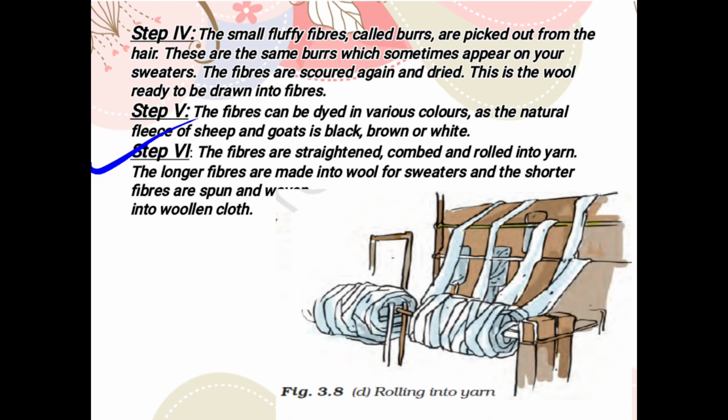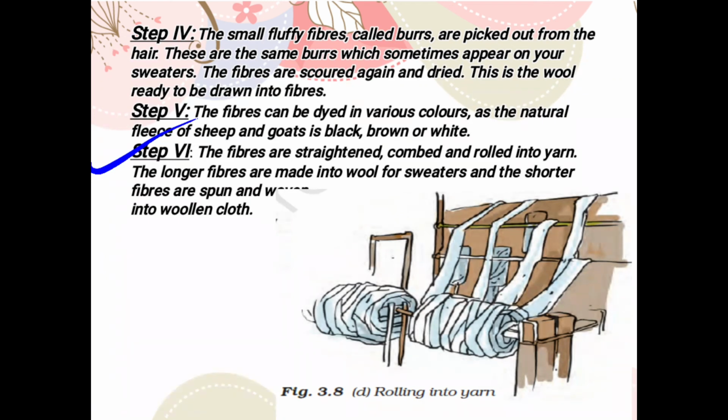Now in step 5, what are we doing? When this wool is converted into fibers, then we are dyeing these fibers, because we wear sweaters of different colors, and as all of us know, the sheep is either brown, white or black in color, but we are wearing sweaters of different colors. So that's why whatever fiber is obtained by following the above 4 steps, it is also dyed with the help of various colors.